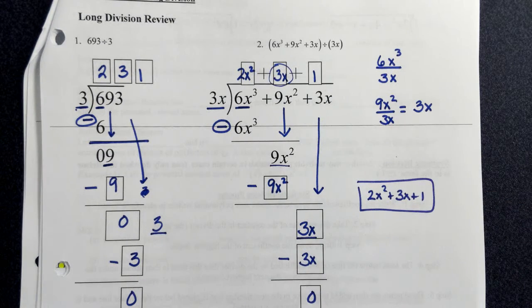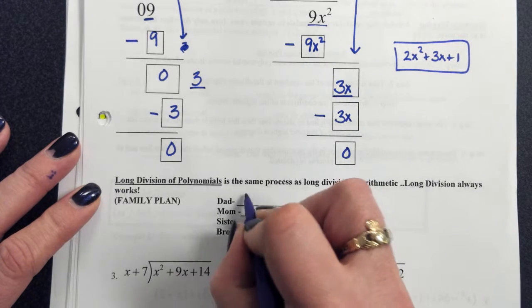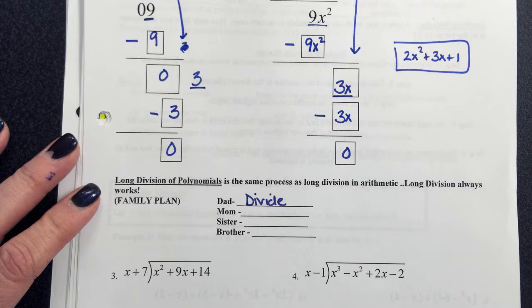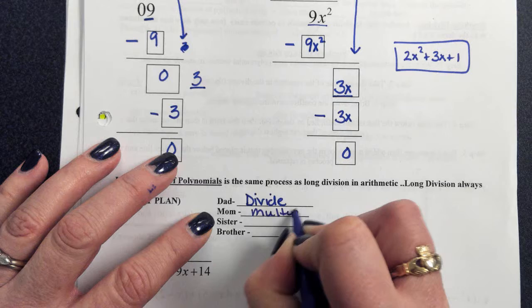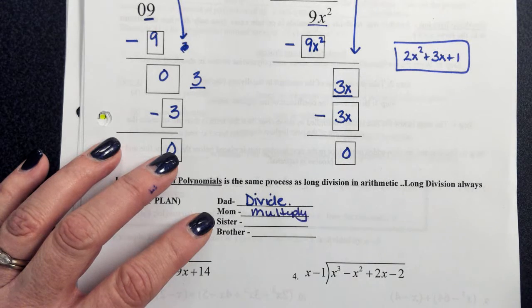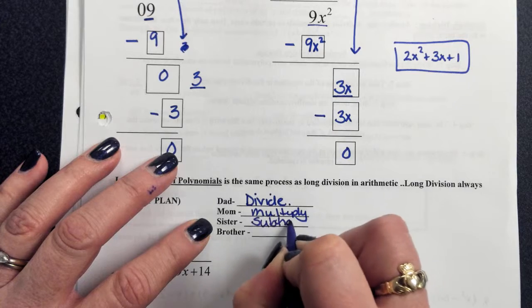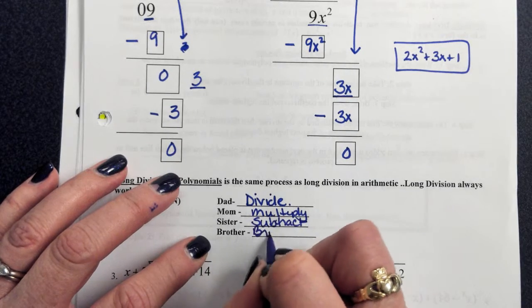Okay? So any questions? Kind of rings a bell a little bit of what you did last year when you're doing your long division. So remember, the process of long division. Your dad, your first step is you divide. To help you remember your steps. The next one is your mom. That's where you're going to multiply. Your sister, you're going to subtract. And then your brother, you're going to bring down.